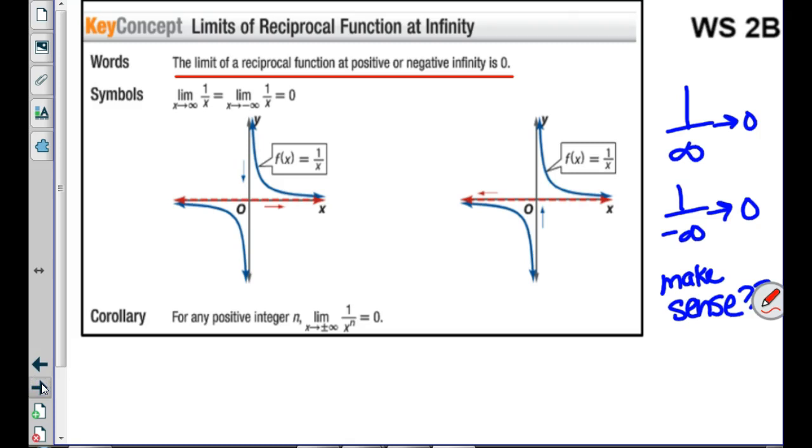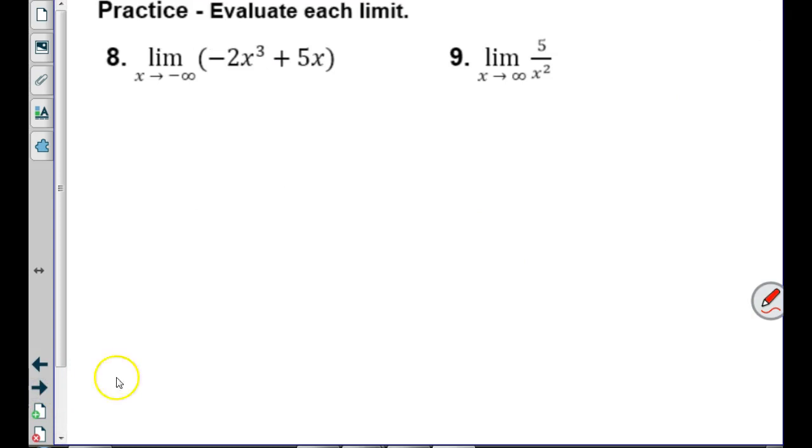All right, we have talked about this. 1 over infinity is approaching 0 because the bigger the number in the denominator, the smaller the fraction will be. So we're just going to do these real fast.